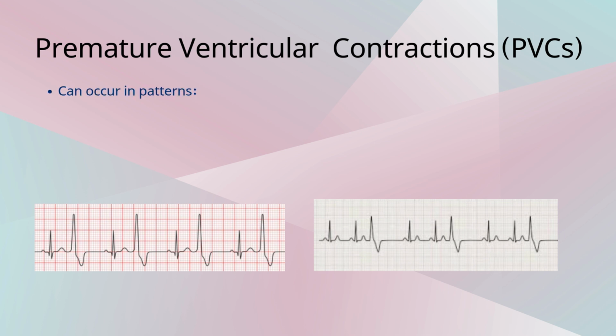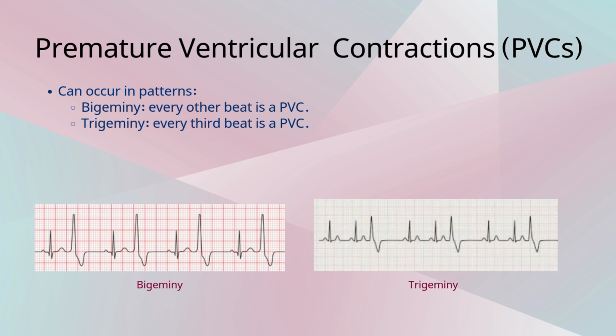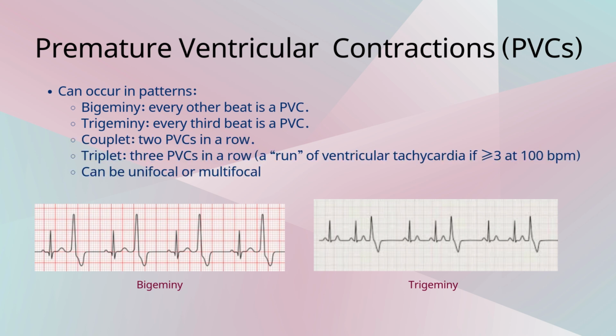And PVCs can occur in patterns. Bigeminy is where every other beat is a PVC. Trigeminy, every third beat is a PVC. They can also occur in couplets or triplets, which are back-to-back PVCs in a set of 2 or 3 in a row. When you have more than 3 PVCs in a row, that's technically considered a run of ventricular tachycardia.